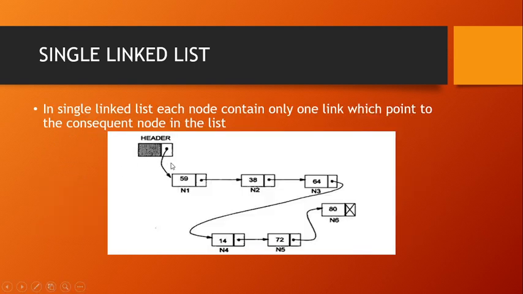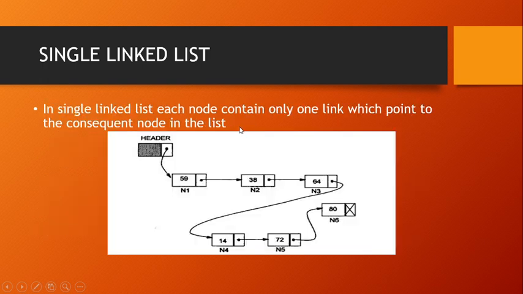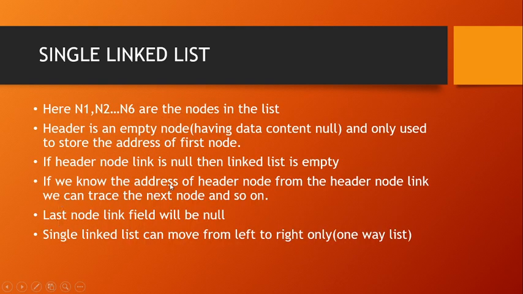Here the first node is N1 and this header node will have the address of N. If the header node link is null, then the linked list is empty. Another important factor: if this header is not pointing to any place, then that means the linked list is empty. Very simple. If we know the address of the header node, from the header node link we can trace the next node and so on.